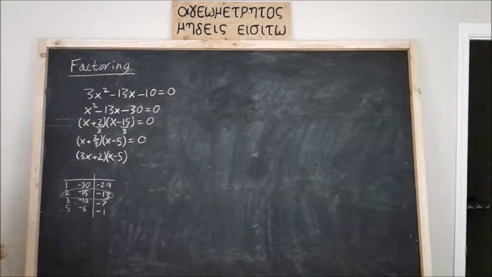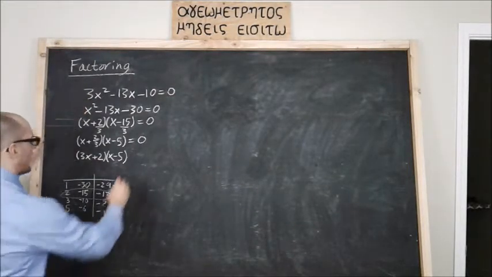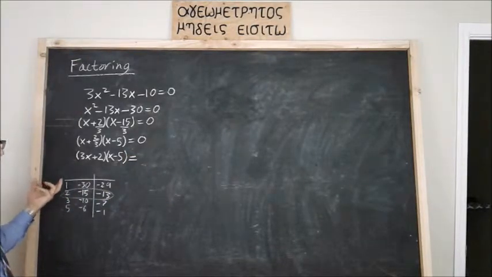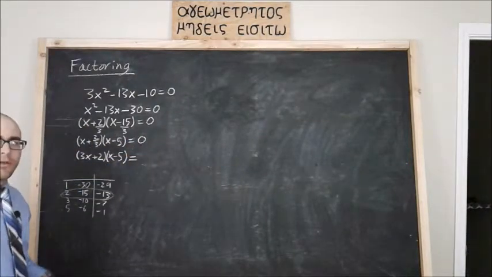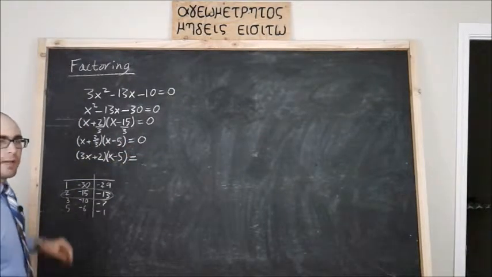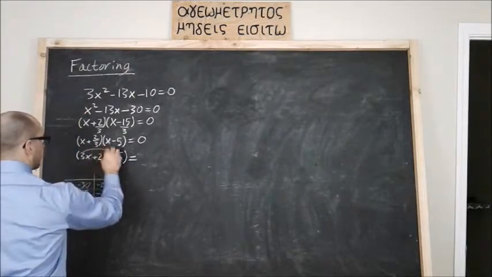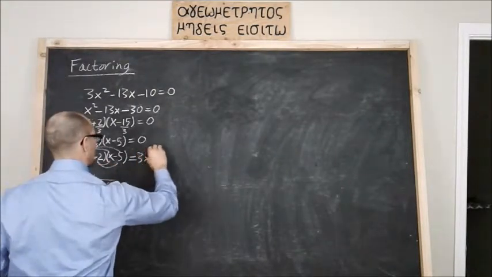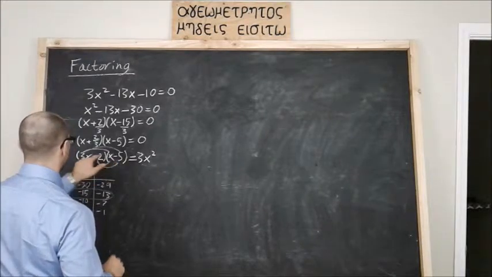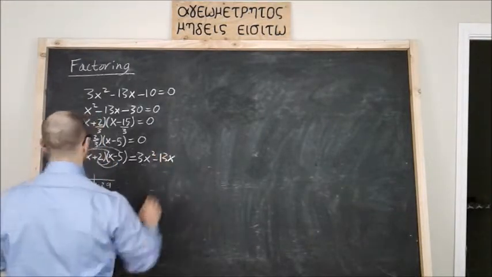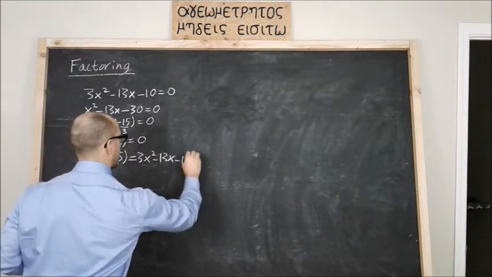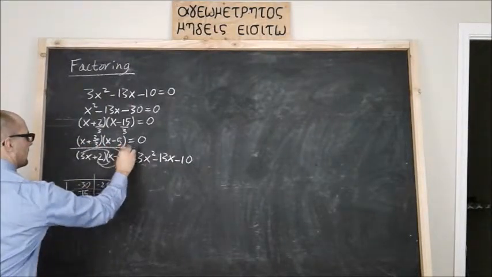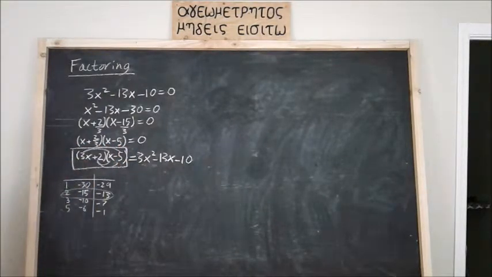All right, now to check my work, the inverse operation of factoring is to FOIL it out. So I'm going to FOIL it out and see if I get what I started with. FOIL: first, outer, inner, last. 3x times x is 3x squared. Minus 15 plus 2 is minus 13x. And then 2 times negative 5 is minus 10. Looks like we are good to go. That is our answer.